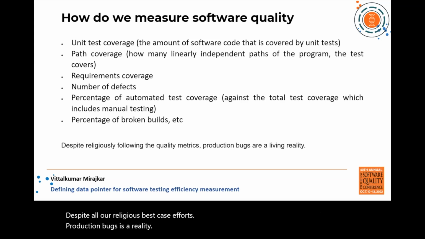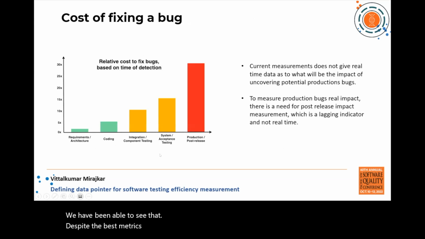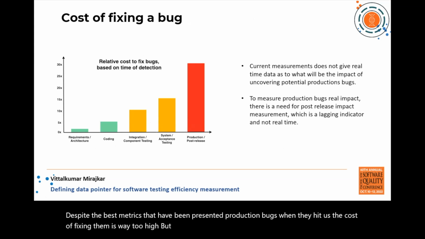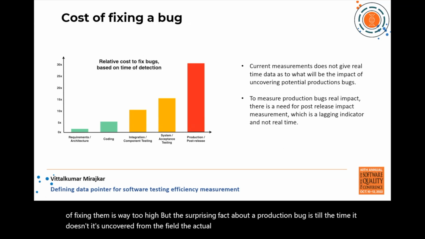And we have been able to see that despite the best metrics that have been presented, when production bugs hit us, the cost of fixing them is way too high. But the surprising fact about a production bug is, until it is uncovered from the field, the actual cost of fixing it is unknown.